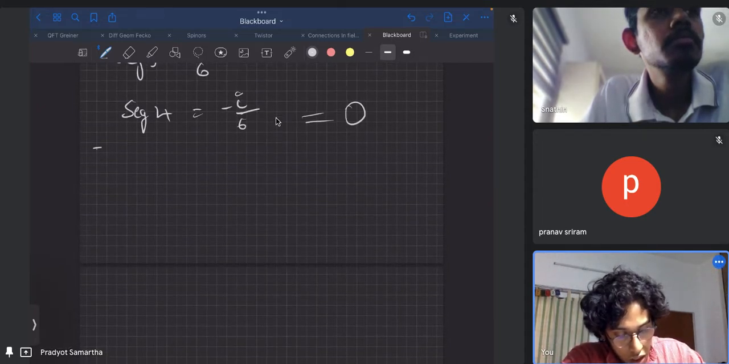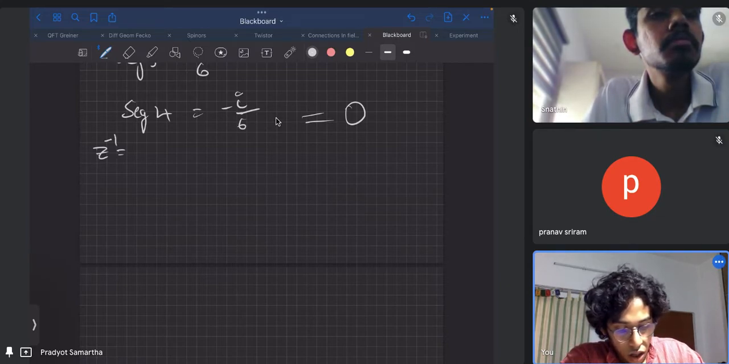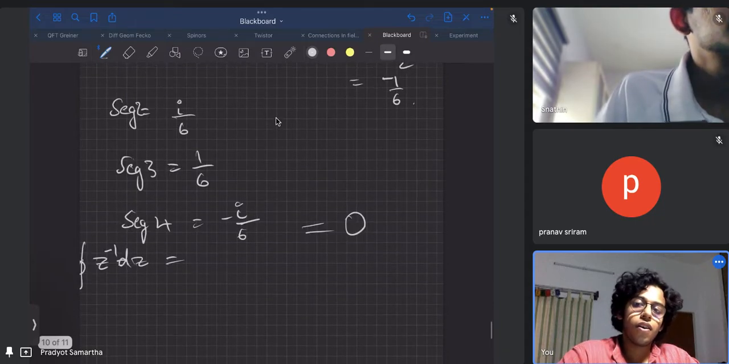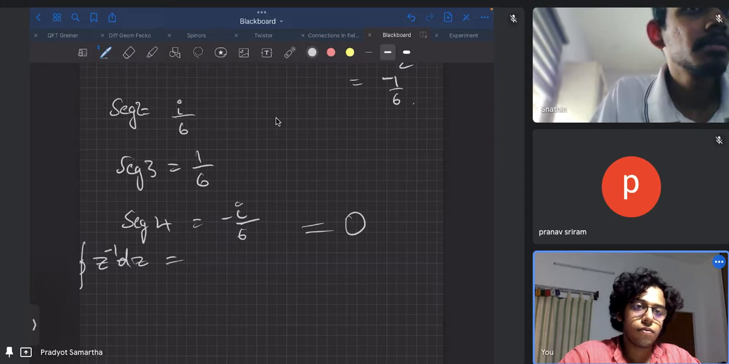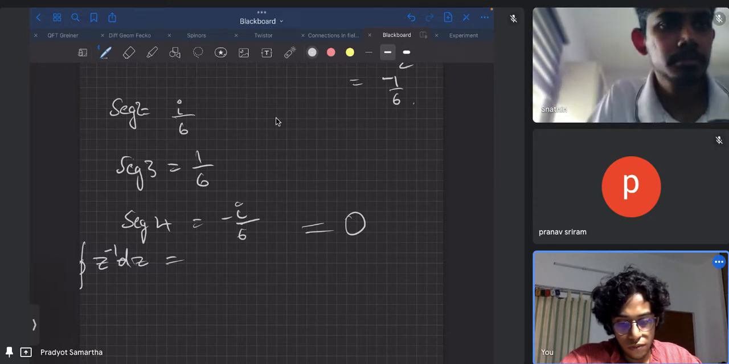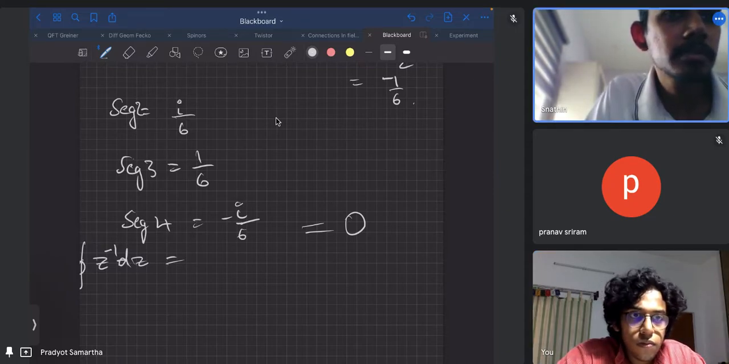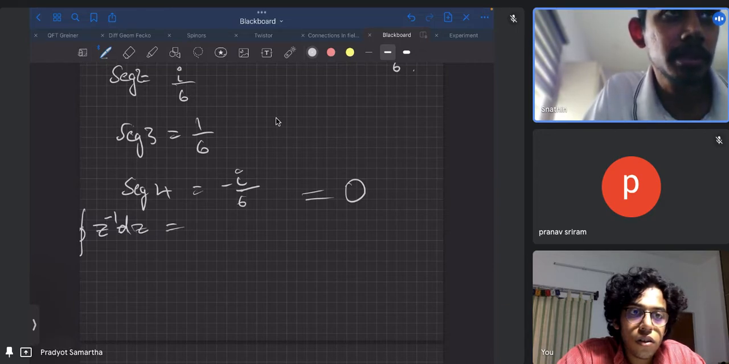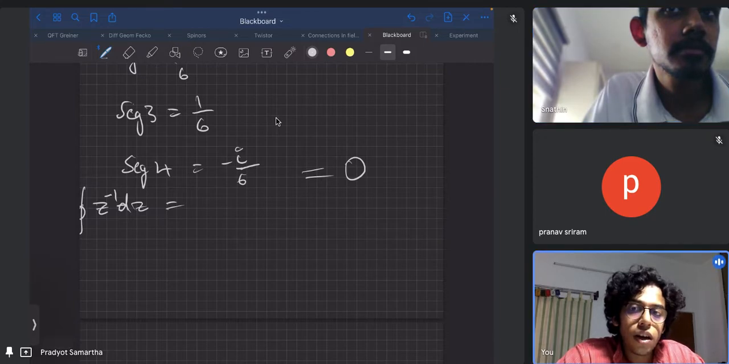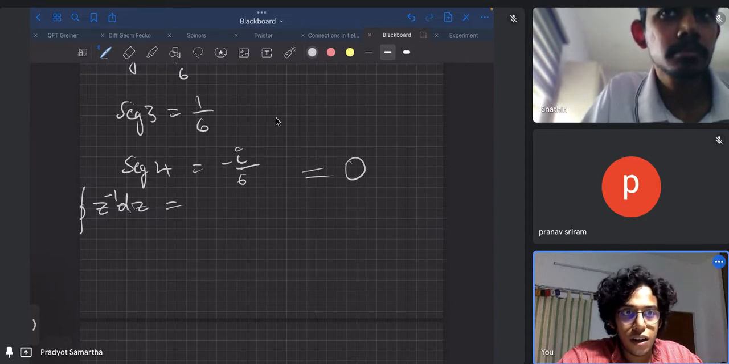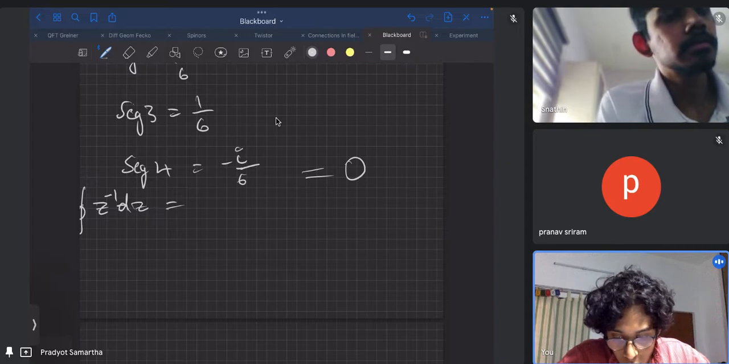But for the case of z equal to z to the power of minus 1, can anyone guess what the integral would be? Just take a guess. No, but again, we have a singularity here. If you notice, z to the power of minus 1 has a singularity. Let's just try to do this.